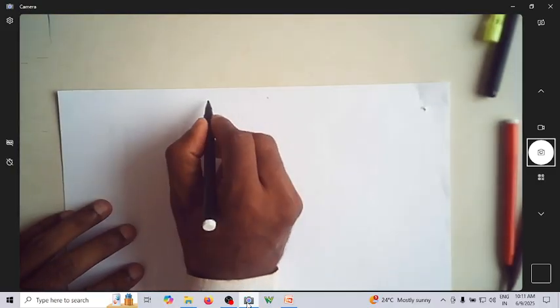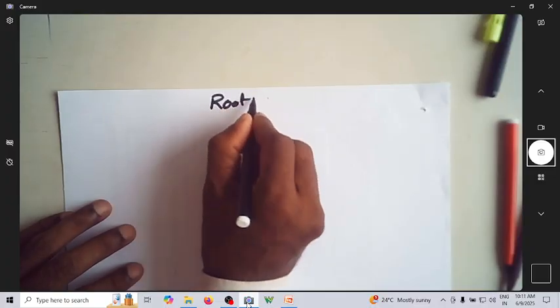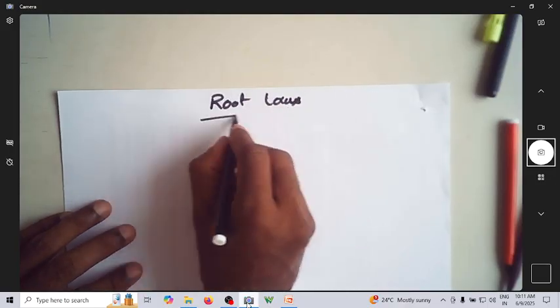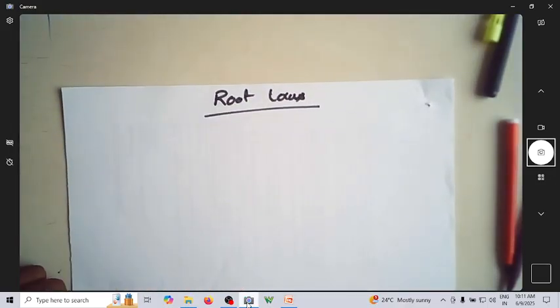Okay, this is about the Routh array. Let us find some root locus. So what is this root locus?